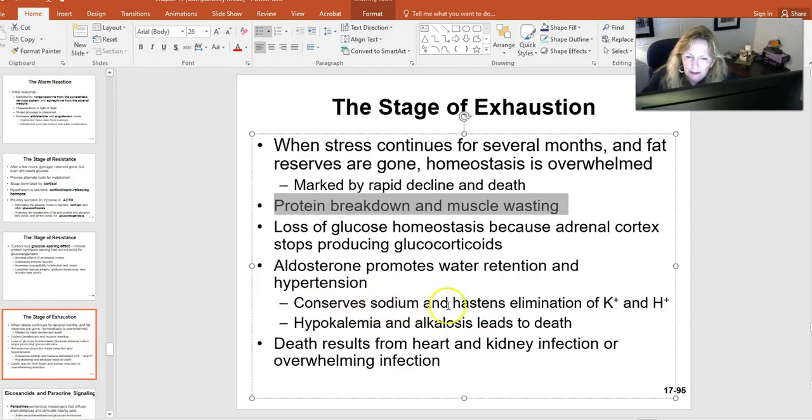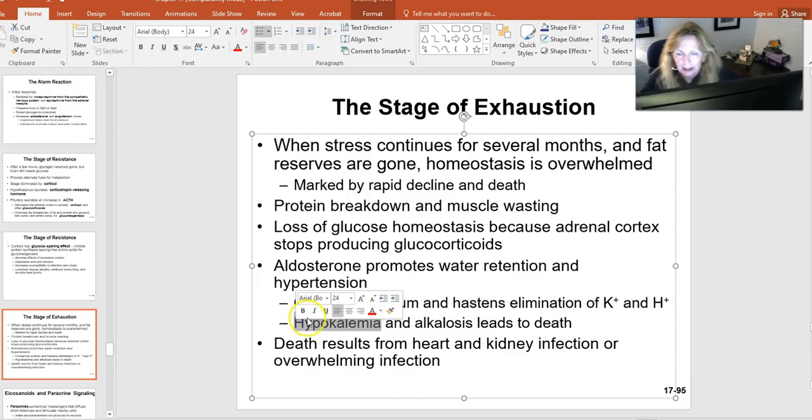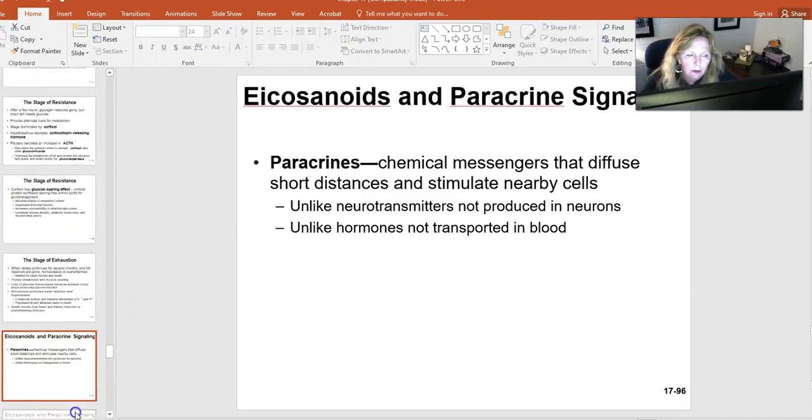So electrolyte balance is completely off. One of the most dangerous electrolyte imbalances is potassium. So now we're leading where our pH is off, and we're also having cardiac arrhythmias, decreased nervous system functions, and so it can be overwhelming.